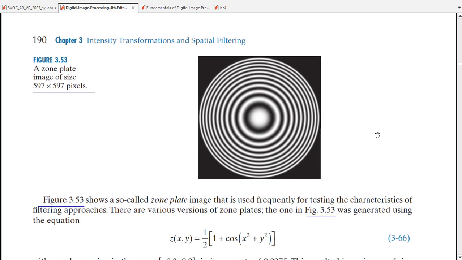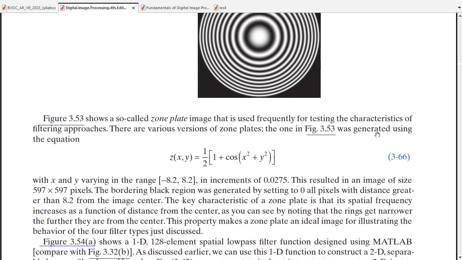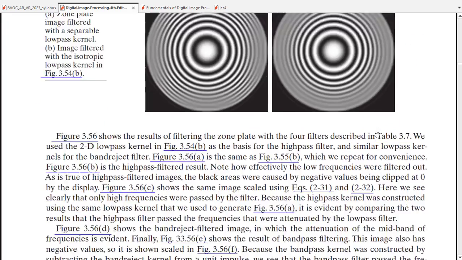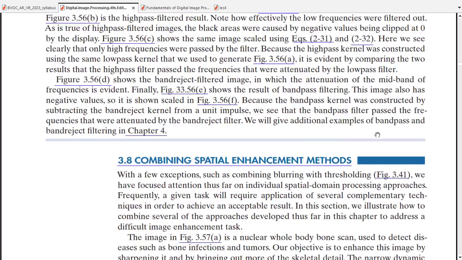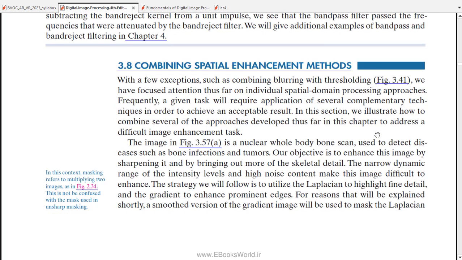So, 1D spatial low pass filtering and then combining methods for spatial enhancement. With a few exceptions, we combine blurring with thresholding to focus on individual spatial domain processing approaches. The given task will require application of several complementary techniques. In order to achieve an acceptable result, in this section we illustrate how to combine several of the approaches developed thus far in this chapter to address a difficult image enhancement task.